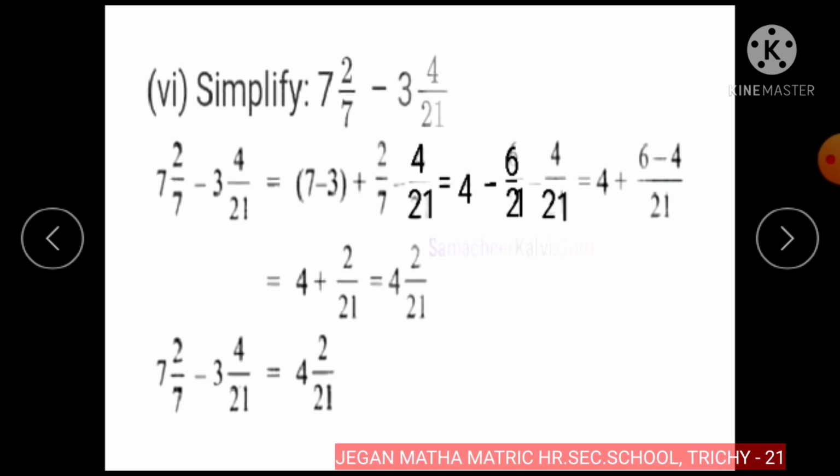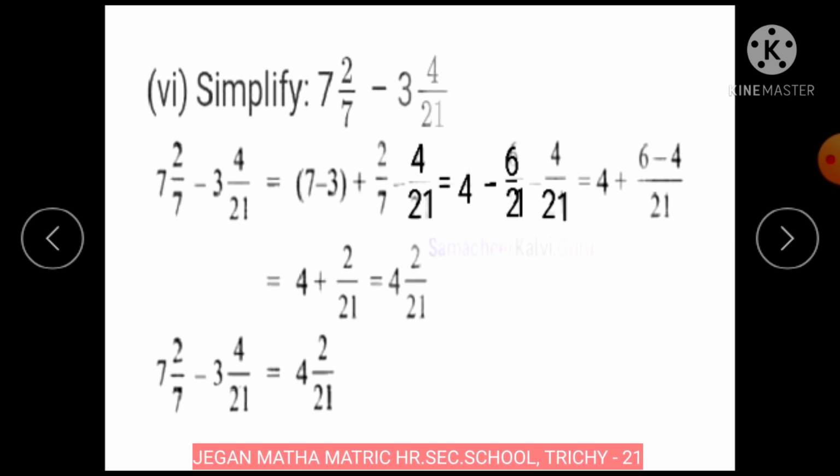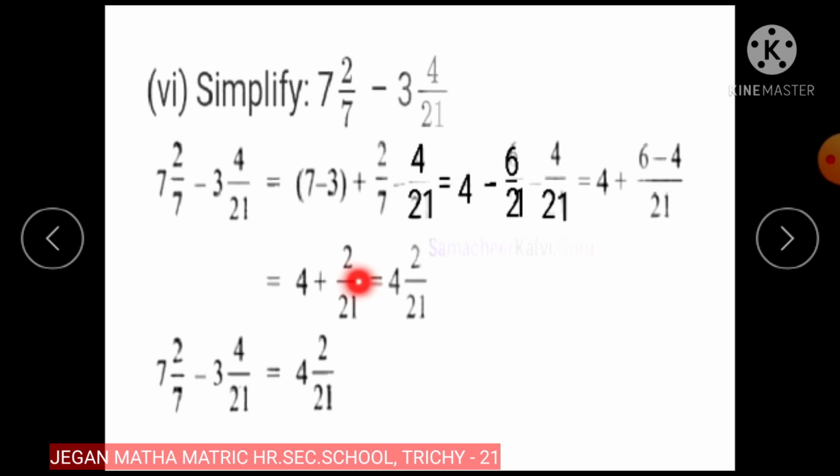So 2/7 becomes 6/21 by the multiplication of 3 by 3, and 4/21 stays as 4/21. Here both the denominators are the same, so we find the difference between the numerators 6 and 4. 6 minus 4 by 21, we get 2/21. 4 plus 2/21 equals 4 2/21. So the answer is 4 2/21.